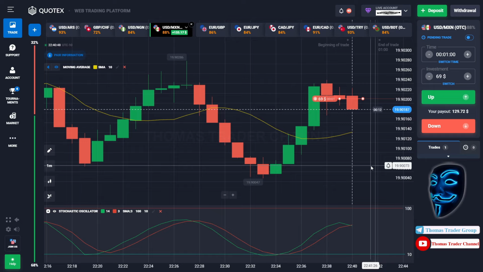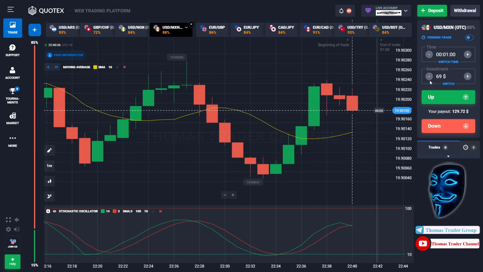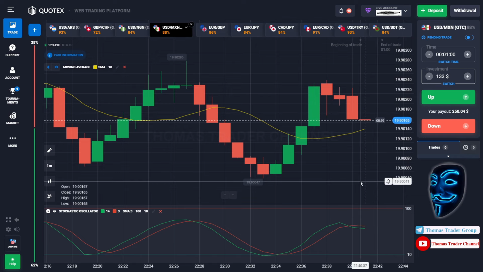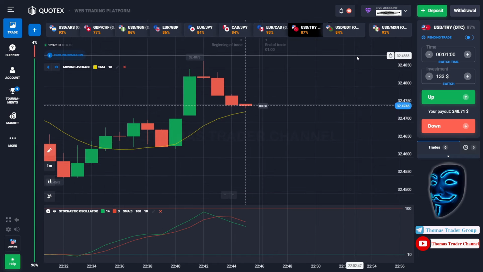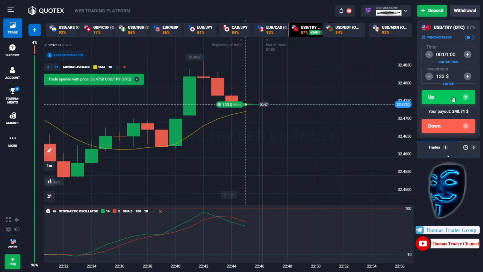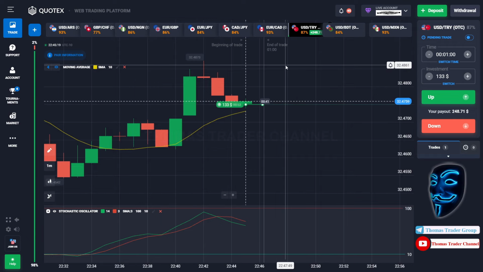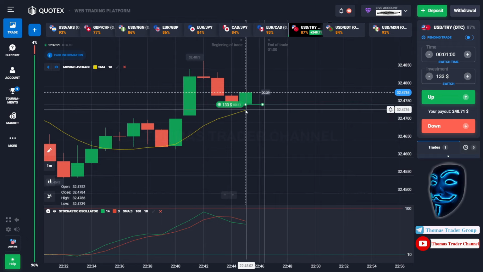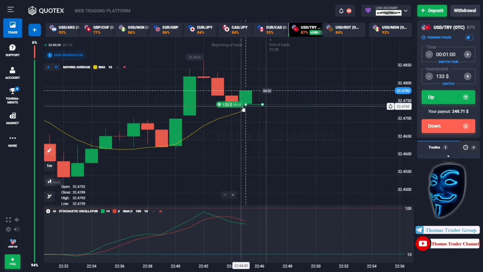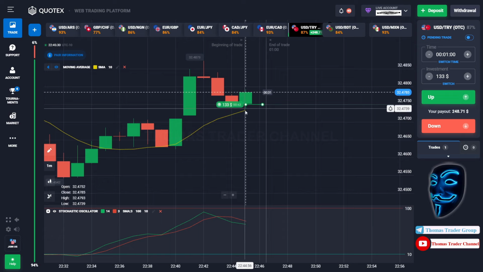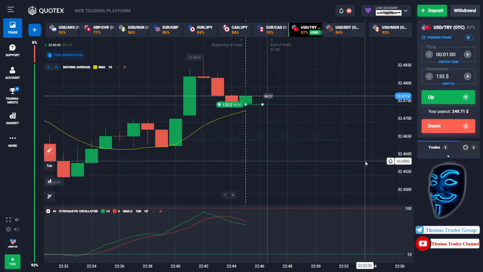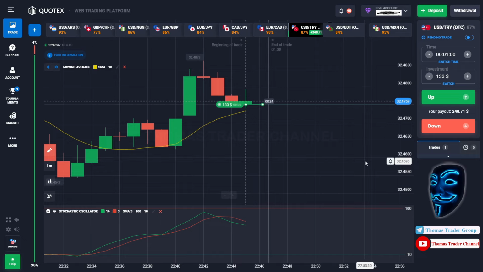We made a right prediction over here. We made a profit of $133. Let's change our investment into $133. And let's find the other market. Over here we can open buy for 1 minute. As you can see, the market is going bullish. And the market is touching the moving average line. When the market has the moving average line, the market will make a rebound and it will continue the bullish trend. Let's prove it and let's wait till the end of our trade.